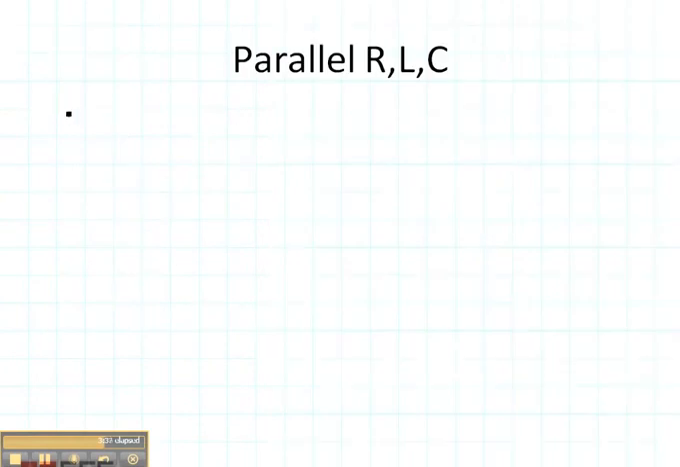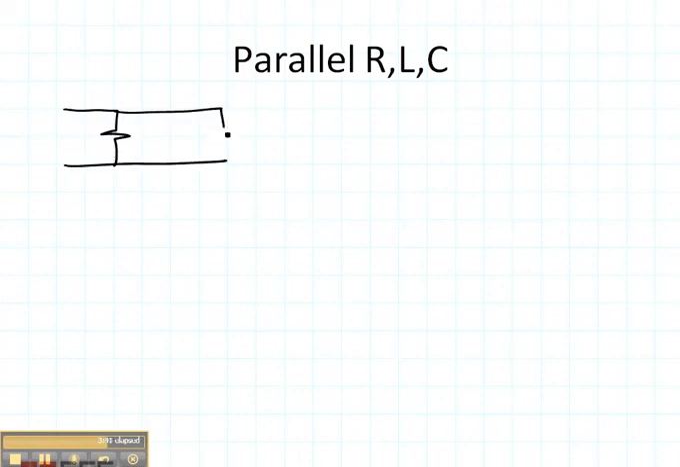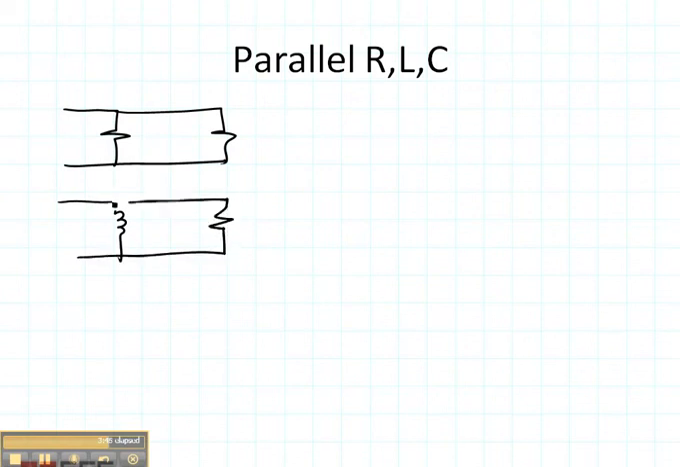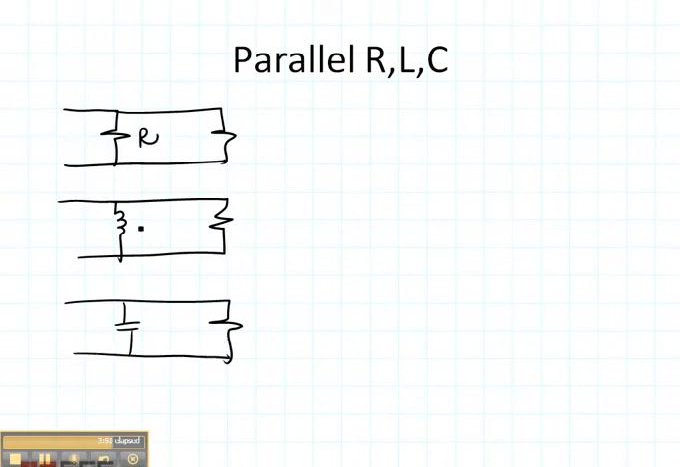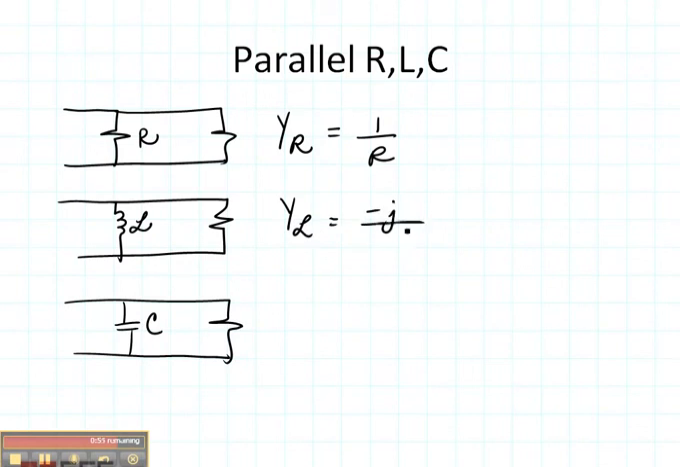Now let's talk about the different types of parallel elements that I could have. I could have a resistor in parallel. I could have an inductor in parallel. Or I could have a capacitor in parallel. So here's R, here's L, and here's C. In all cases, I'm going to calculate the admittance. So YR is 1 over R. YL is minus J over omega L. And YC is J omega C.